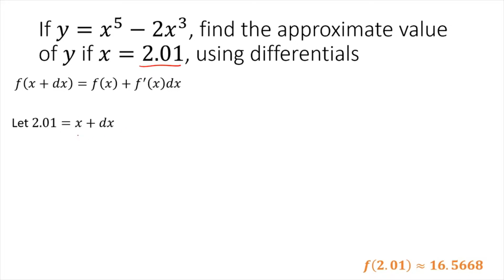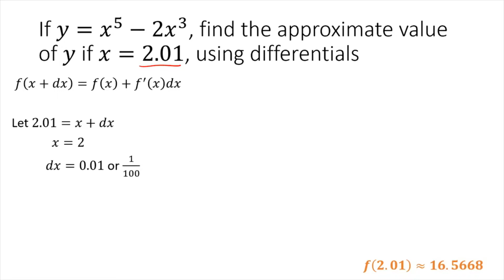Okay. And then choose a value for x that is nearest to 0.01 that will allow us to conveniently evaluate y. Okay. So in this case, obviously, it should be a whole number that is nearest to 0.01, and that is 2. Okay, so let x be equal to 2. To get to 0.01, dx must be 0.01, or 1 over 100.